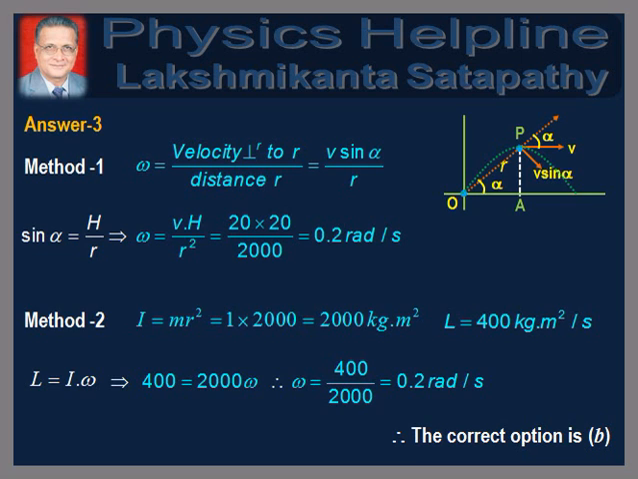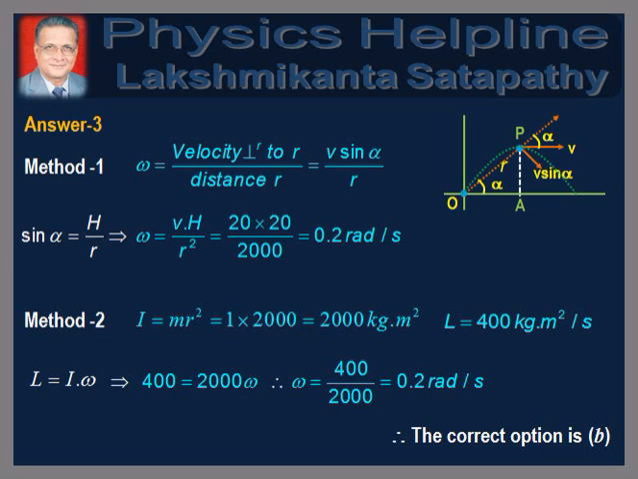Again, from right angle triangle OAP, we have sin alpha is equal to h by r, which gives omega is equal to v h by r square. Putting the values of v, h and r square and simplifying, we get omega is equal to 0.2 radians per second. Therefore, the correct option is B.